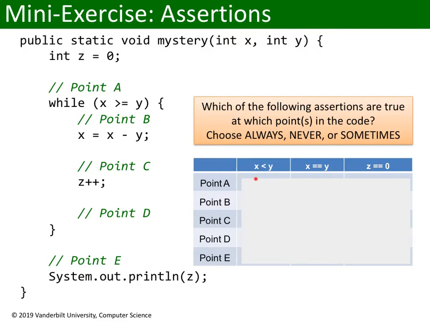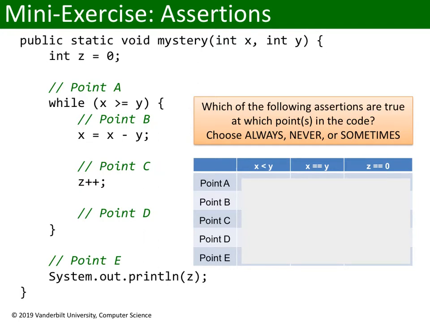For x is less than y, at point A, we would have to say sometimes because we know nothing about either value. At point B, we know that in fact x is greater than or equal to y at point B, so we can say never at point B is x less than y. For x equals x minus y, so we're finding the difference between x and y and assigning it to x. And then we are asking, is x now less than y?